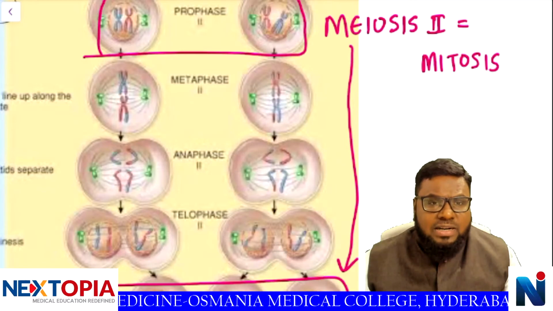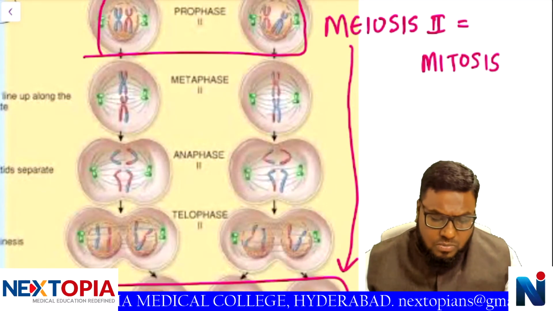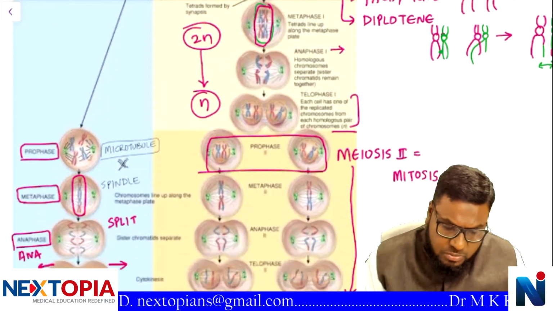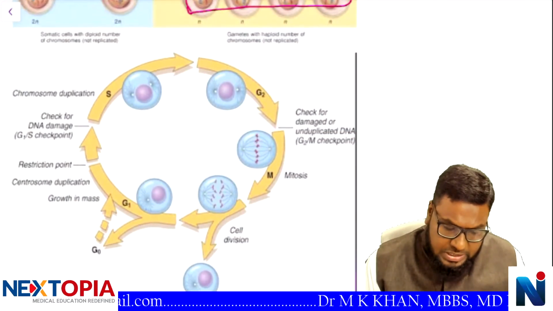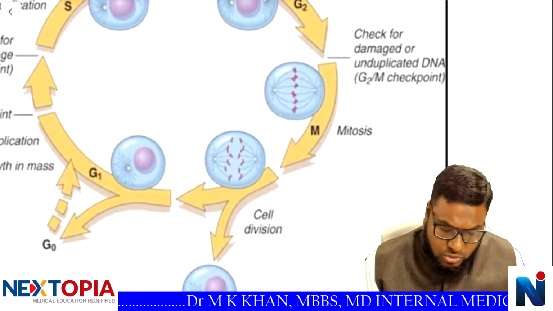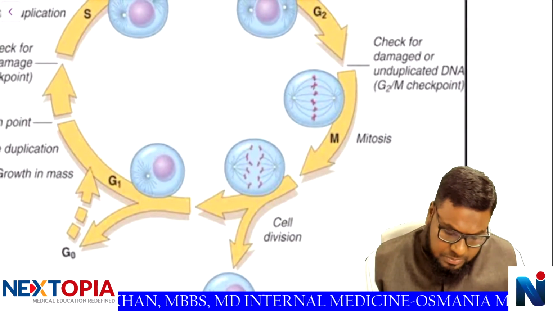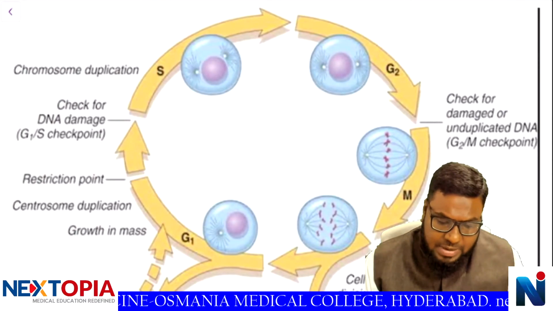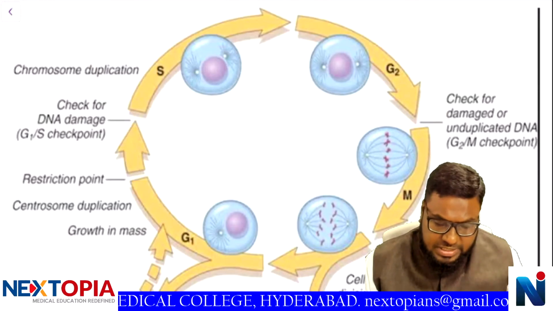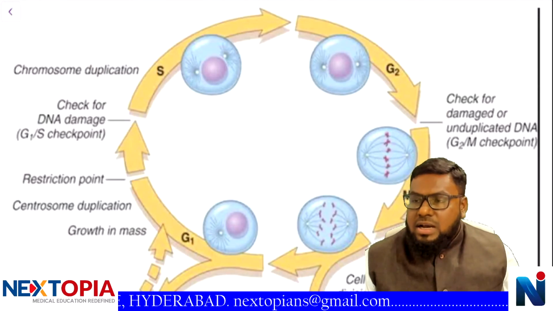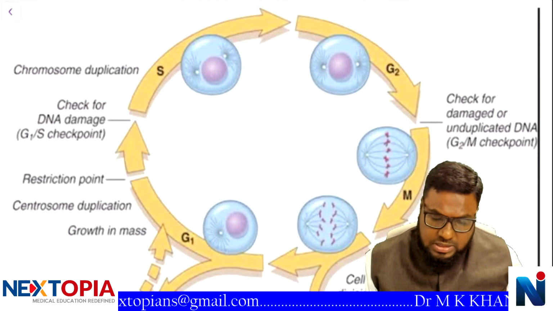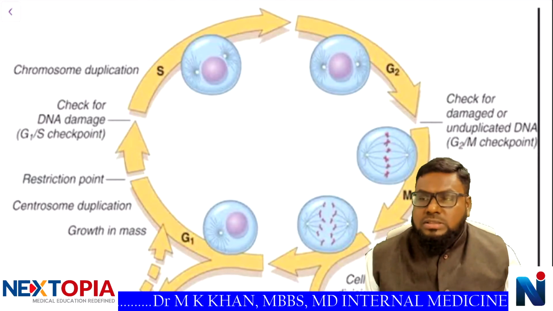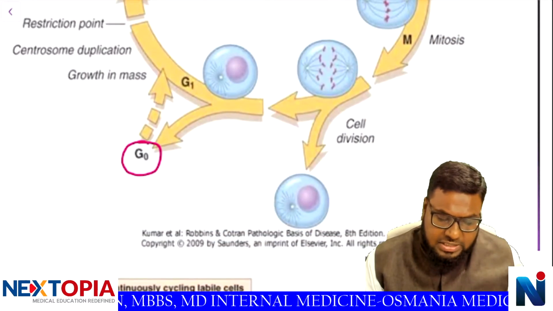So let us try to understand that. Meiosis and mitosis are two different forms of cell division in molecular biology. Now at this point of time, I would like to show you one important diagram from Robbins textbook of pathology, and this diagram helps us to understand chromosome duplication, restriction points, and growth stages of the cell. Here we call it G0 phase, that is the resting phase of the cell.